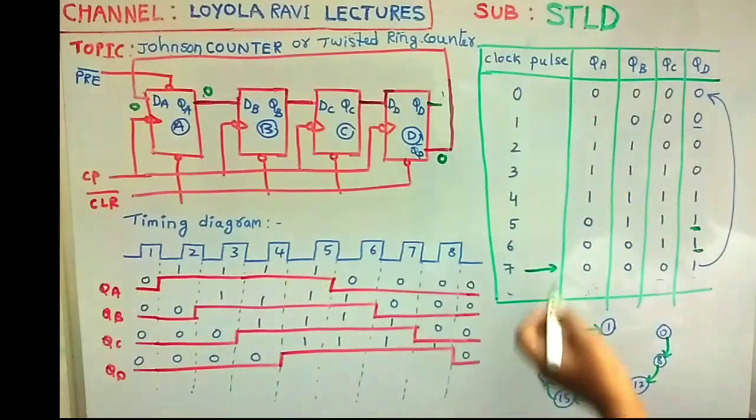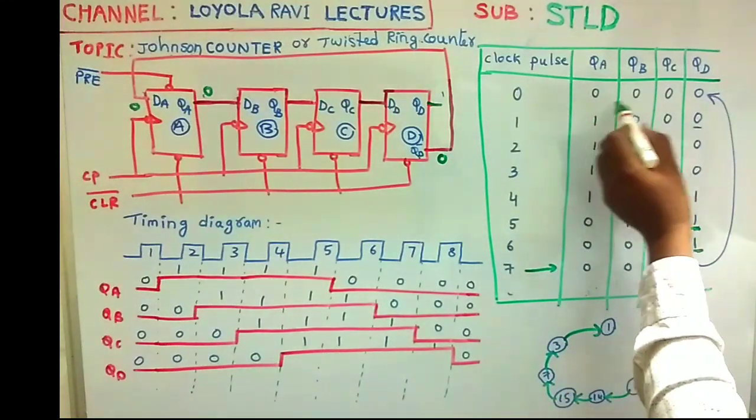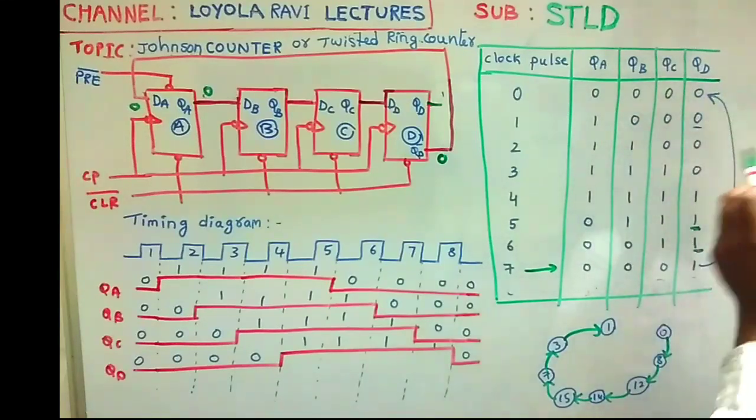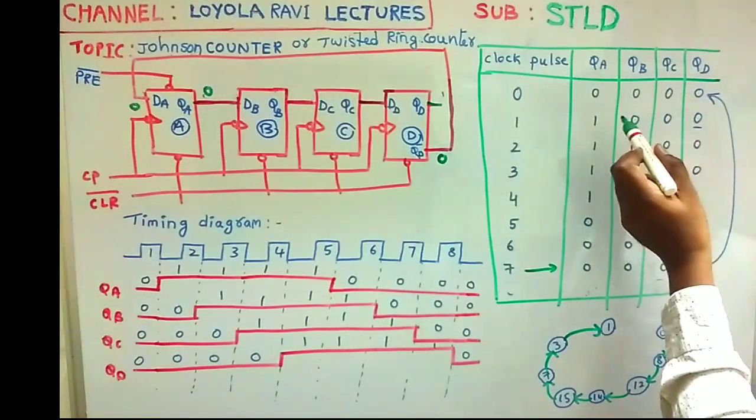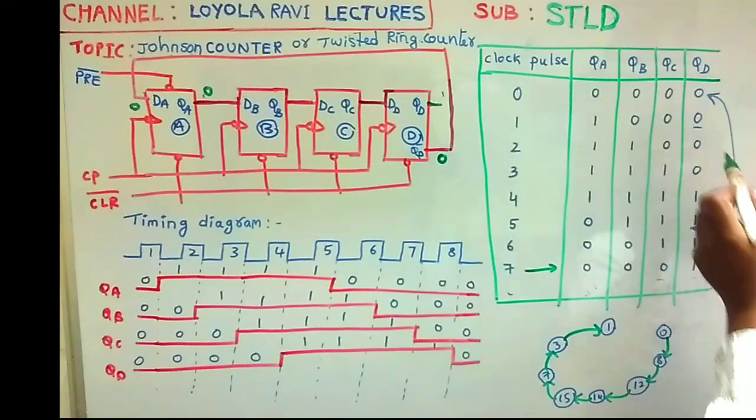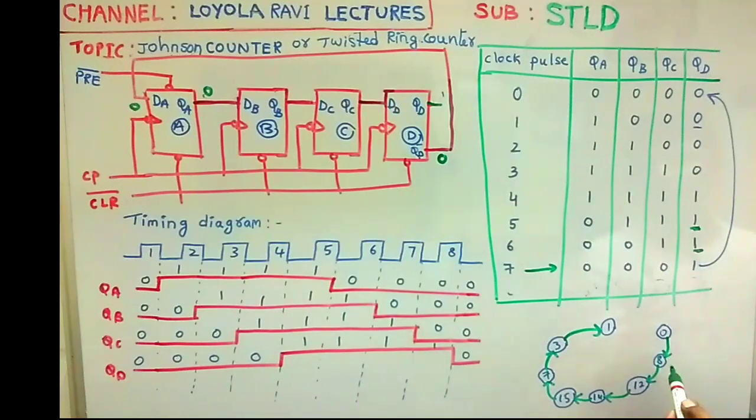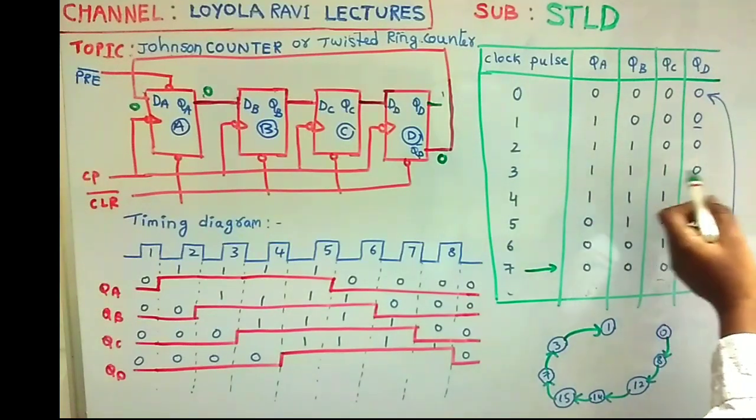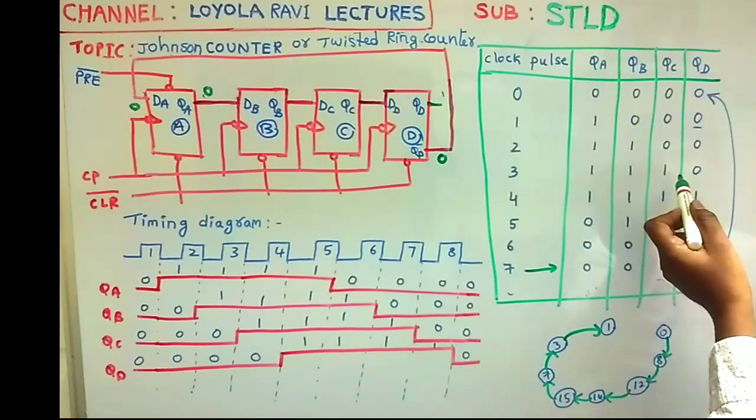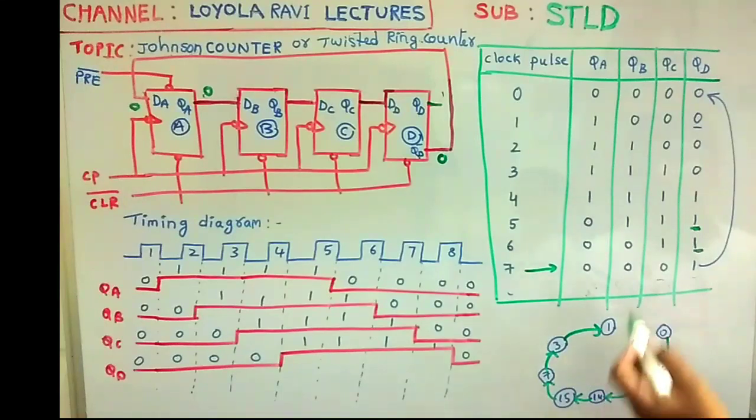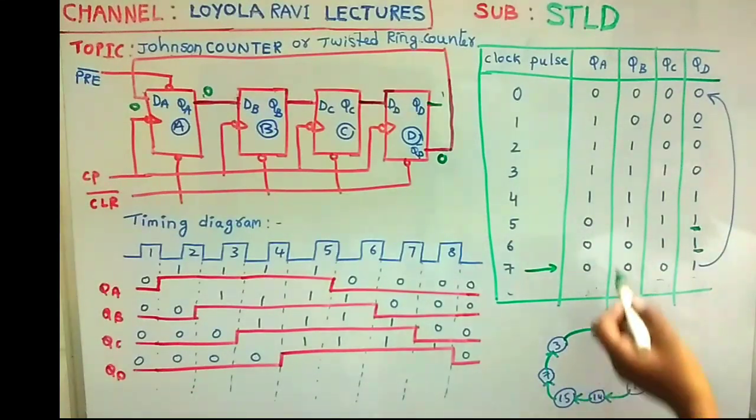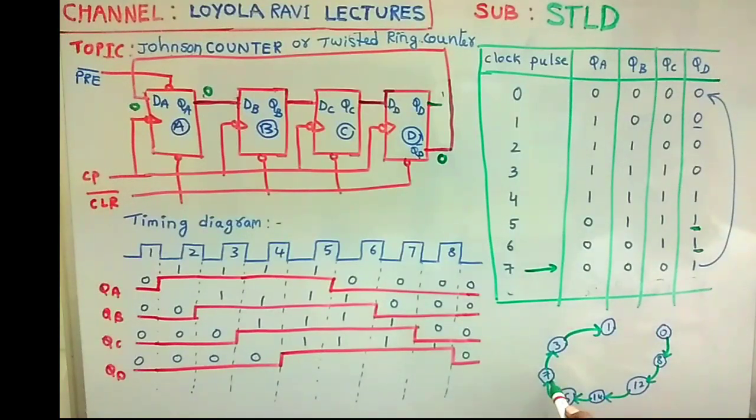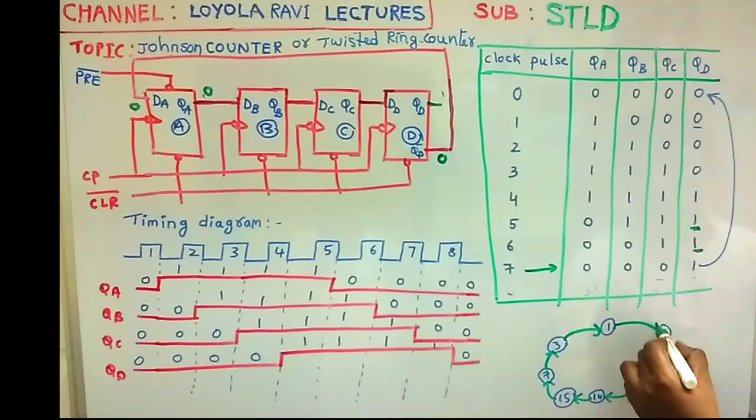So what are the number of states available here? Let us see. 0 0 0 0 is nothing but 0. 1 0 0 0 is nothing but 8. 1 1 0 0 is nothing but 12. So initial state 0, next state 8, next state 12, then 1 1 1 0, so 8 plus 4 plus 2, that is 14. Next 15, then 7, then 3, then 1. After 1, again it goes to 0.